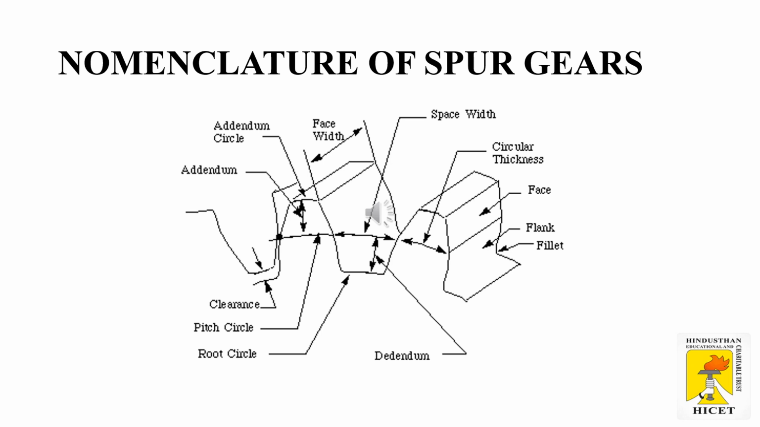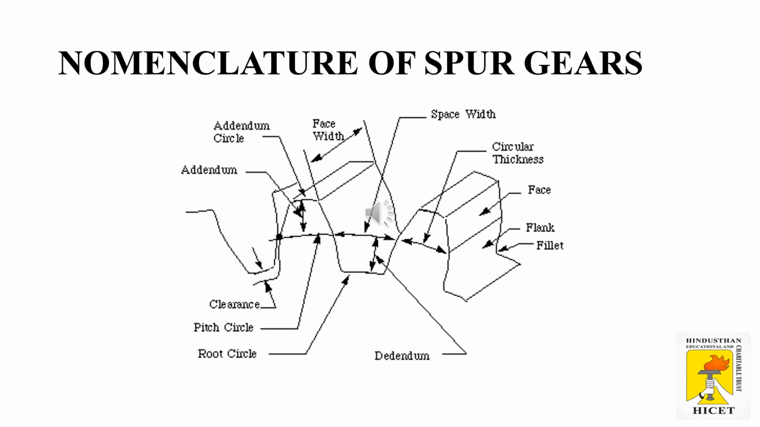Third one, pitch circle. The pitch circle is an imaginary circle of a gear by which pure rolling action would give the same motion as the actual gear. And next one, circular pitch. Circular pitch is the distance measured along the circumference of the pitch circle from a point on one tooth to the corresponding point on the adjacent tooth.